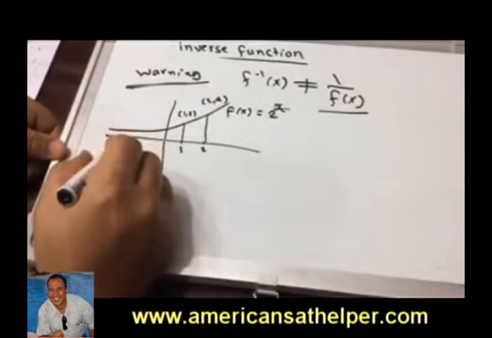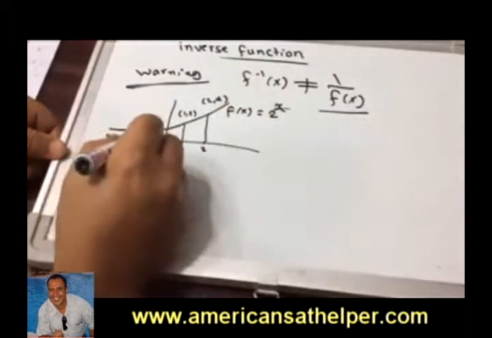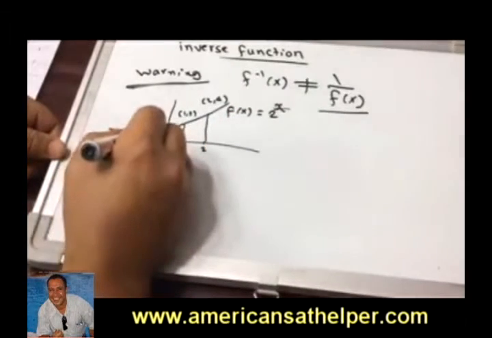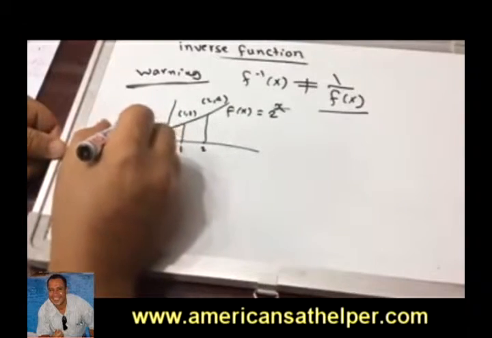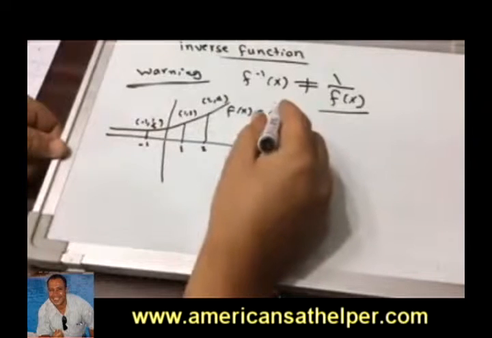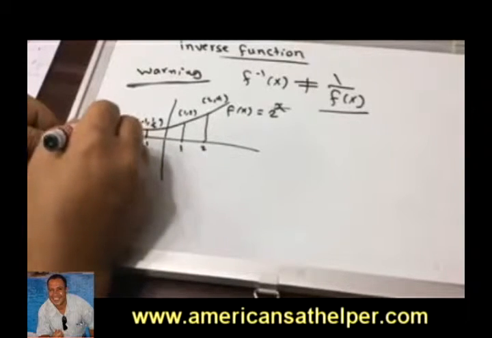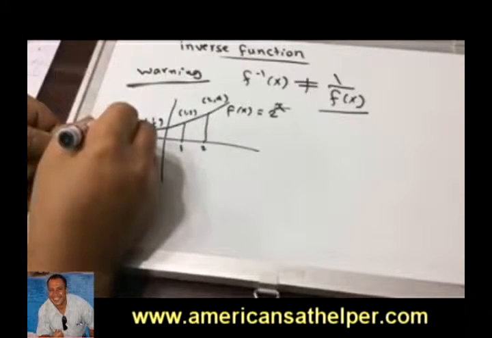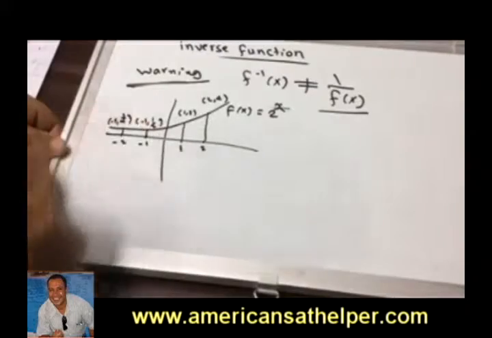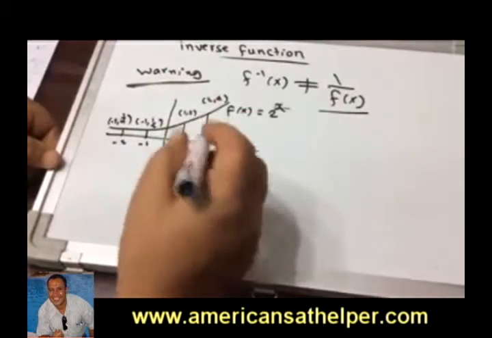Let's take a point in the negative part of the x-axis. Negative 1, 2 to the power negative 1. If x is negative 1, this point is half. Negative 1 and half. If we put x equals negative 2, 2 to the power negative 2 will be a quarter. Negative 2 and a quarter. Let's draw the inverse.